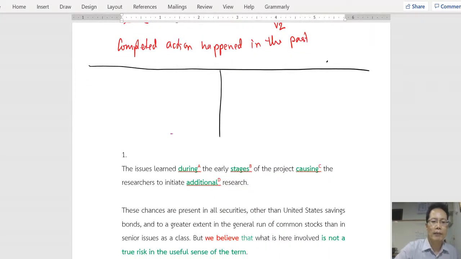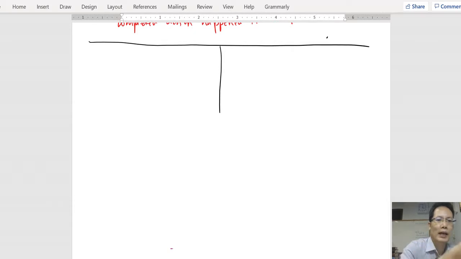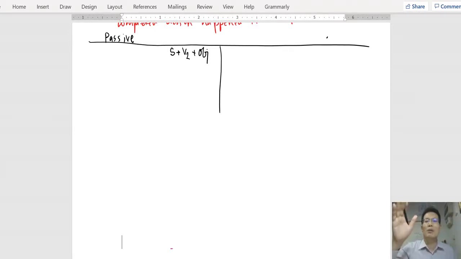The structure of active voice is not quite different from present simple tense. Active voice: subject plus verb 2. Verb 2 can be used with every subject, in every tense. Making mistakes again and again. Active voice, tense, and passive voice.